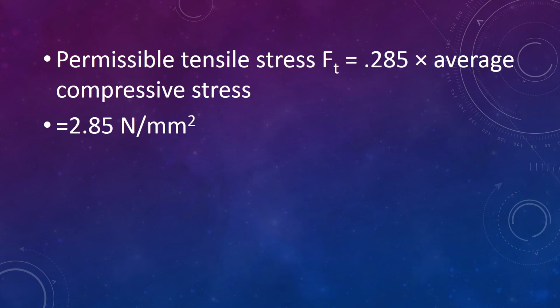Now we have to find out the permissible tensile stress, which we denote by Ft. So Ft is equal to 0.285 into the average compressive stress. Since the average compressive stress we got is 10 Newton per mm square, multiplying by 0.285, the resultant permissible tensile stress will be 2.85 Newton per mm square.